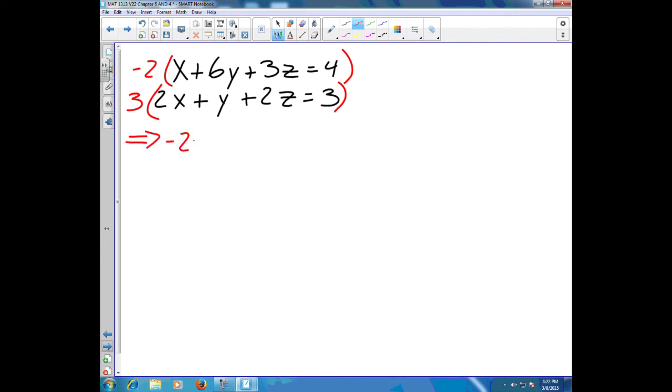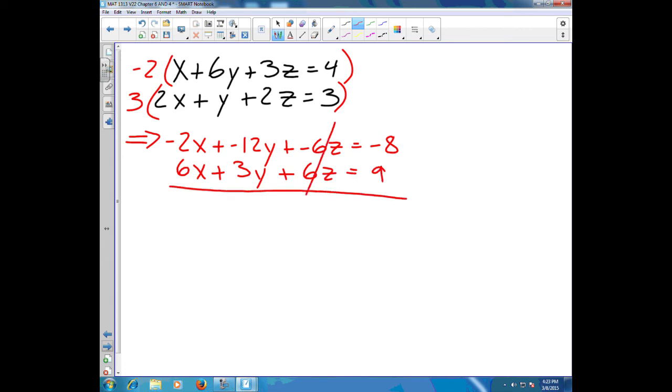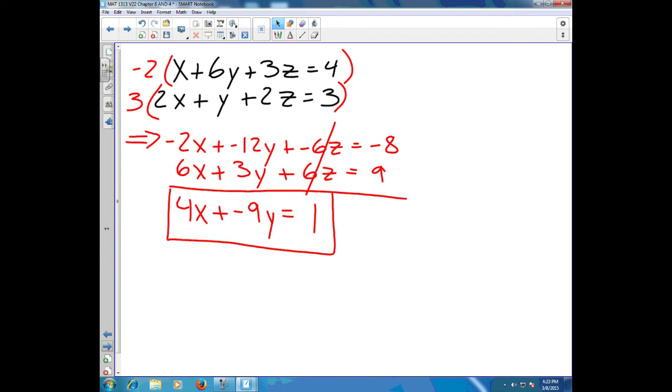What that's going to give is -2x plus -12y plus -6z is equal to -8. 6x plus 3y plus 6z is equal to 9. We add straight down now, the z's go away again. And we're left with 4x plus -9y equals 1. Here's our second equation. Now we've eliminated z by just grouping together the first two equations and then the first and third equations.